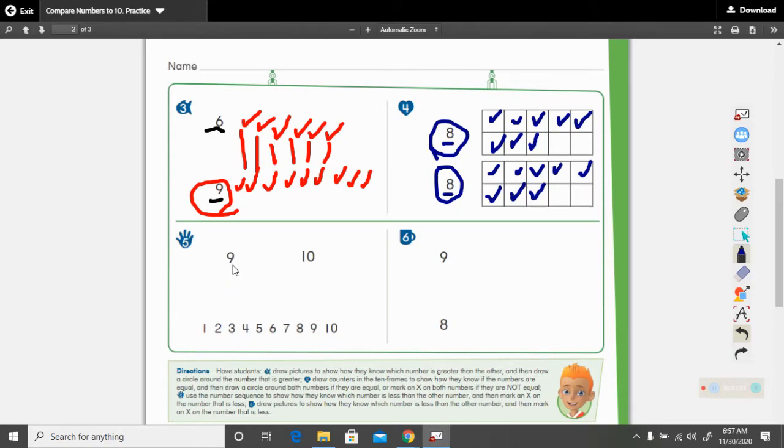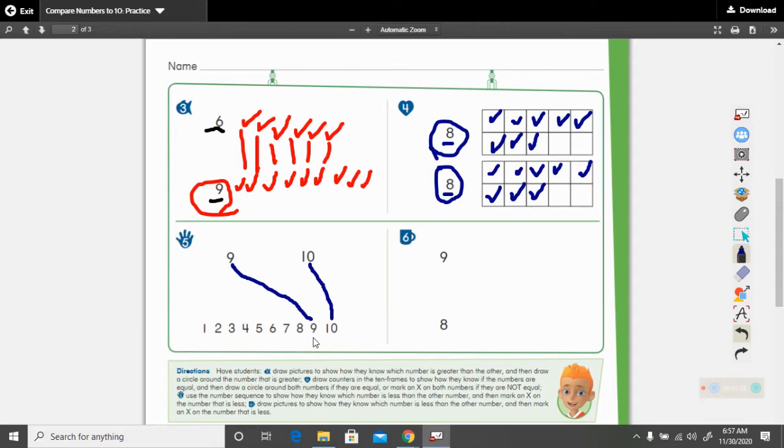Draw a line from this 9 to the 9 in our number sequence, just like that. And draw a line from 10 down to the 10 in our number sequence, just like that. Now, which number is less? Less means the number that comes first when we are counting. Which number is less, the 9 or the 10?